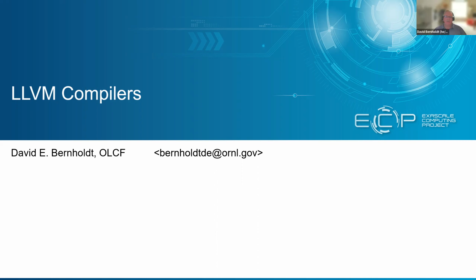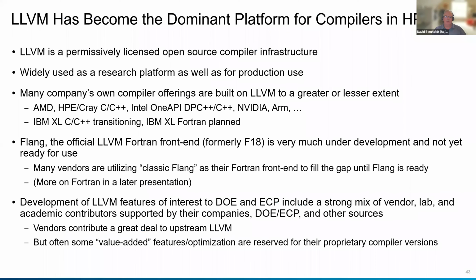All right, so we'll talk about LLVM now. LLVM is really the dominant infrastructure for compilers now in HPC. It's used under the covers by AMD, HPE or Cray, Intel, NVIDIA, and a bunch of other vendors. You've probably heard of Flang, which is the LLVM Fortran front end. That's still very much under development. There's an ECP project on Flang. It's not yet ready for use.